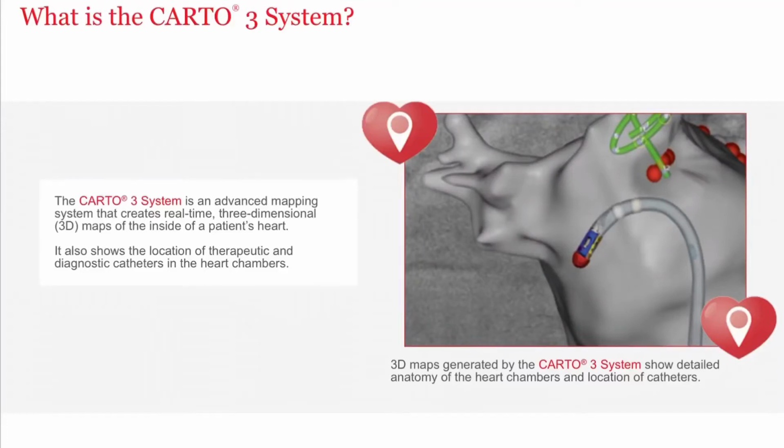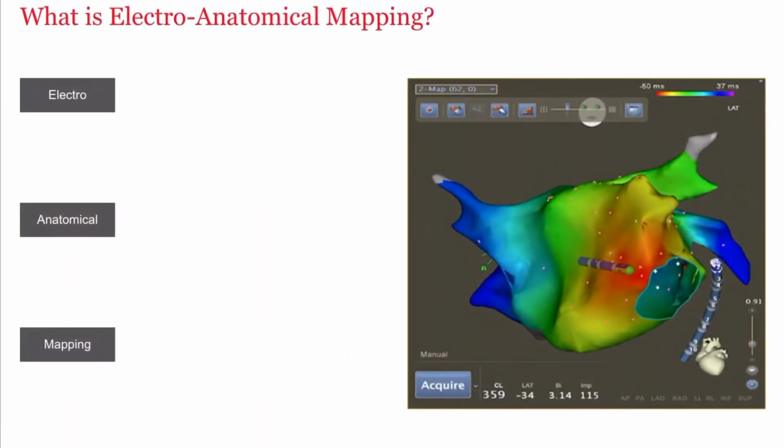The CARTO 3 system is an advanced mapping system that creates real-time, three-dimensional maps of the inside of a patient's heart. It also shows the location of therapeutic and diagnostic catheters in the heart chambers. The CARTO 3 system is an electroanatomical mapping system.